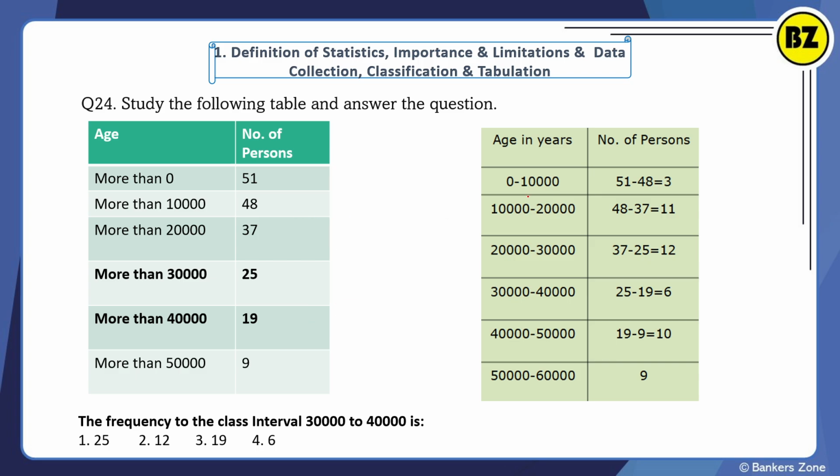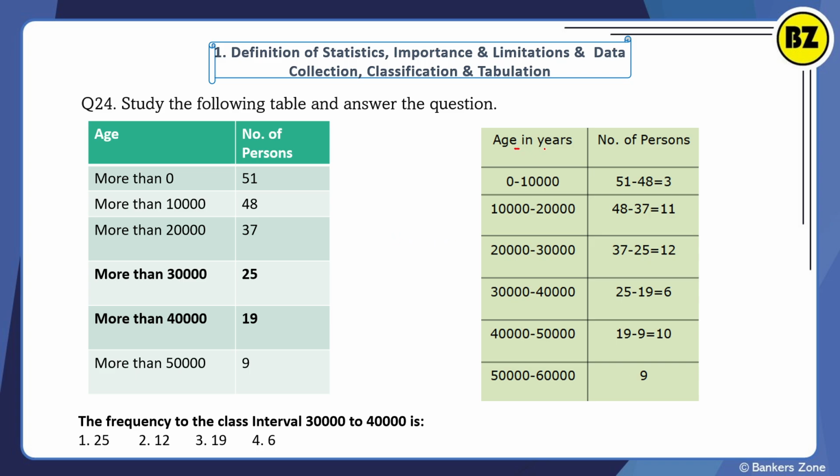First we will find the groups. We will make the intervals first, like 0 to 10,000, then 10,000 to 20,000, 20 to 30, 30 to 40, and 40 to 50. Then we have to identify the number of persons in each group. For 0 to 10,000, how many? 51 minus 48, it will be 3. For the interval 10 to 20, the difference between these will be the number of persons: 37 minus 25, 25 minus 19, 19 minus 9. For the rest, more than 50,000, it is 9. So this is what we have to identify.